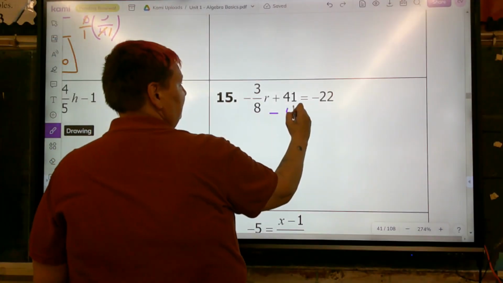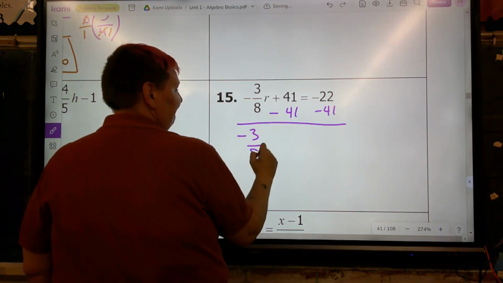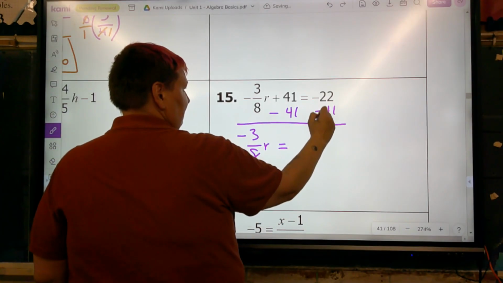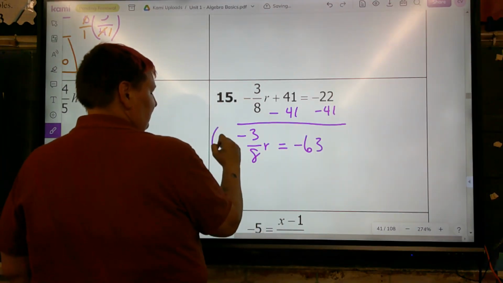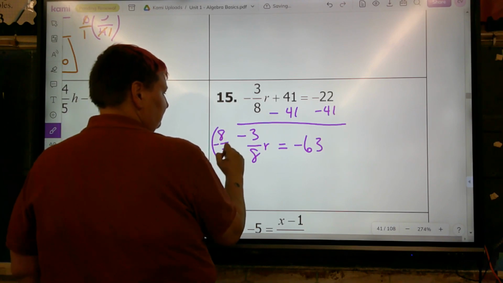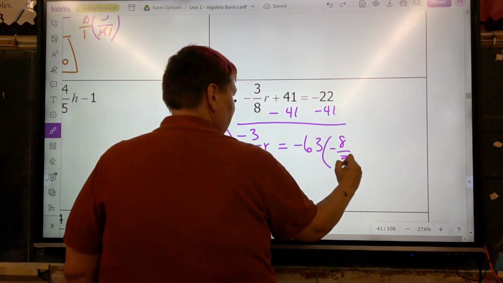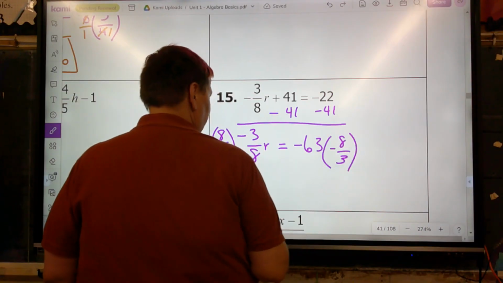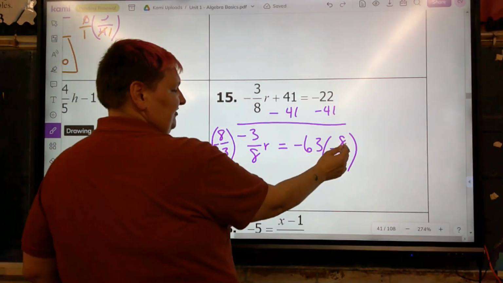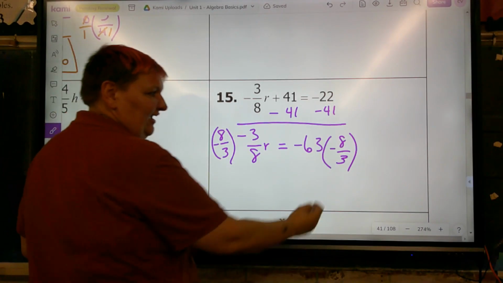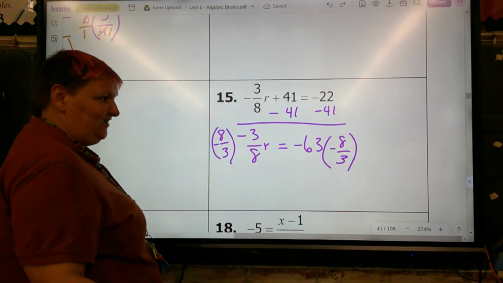Same thing. Flip and multiply. And see, this is an example of why you want to simplify first. 63 times 8 is a really big number. And then you have to divide it by 3. So many opportunities for a mistake, right?